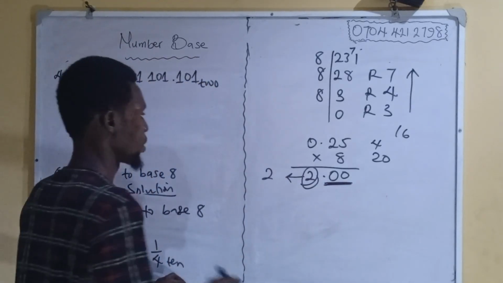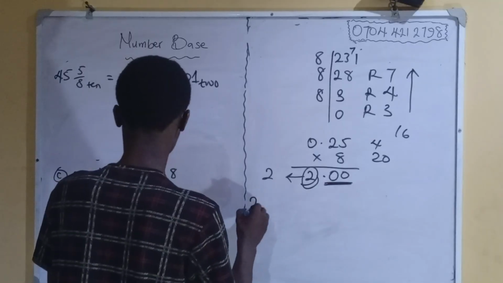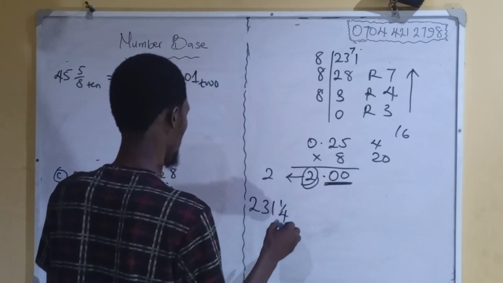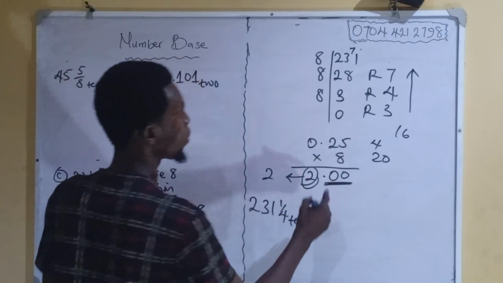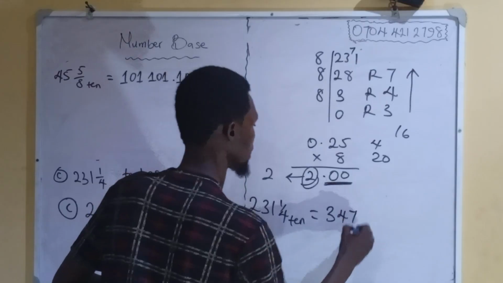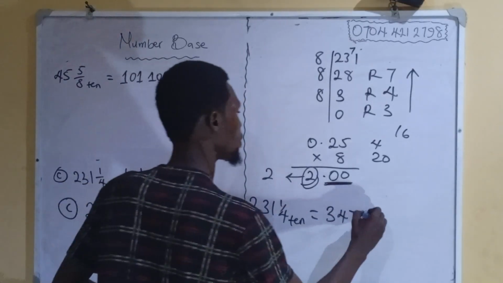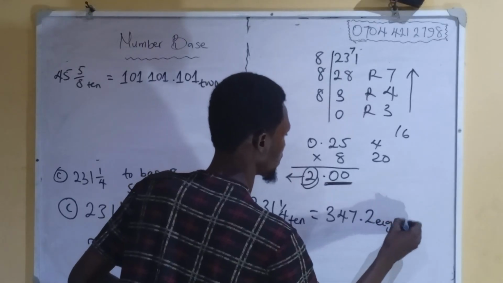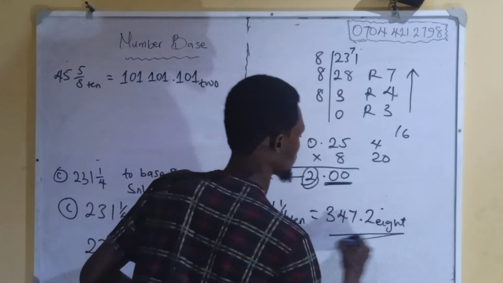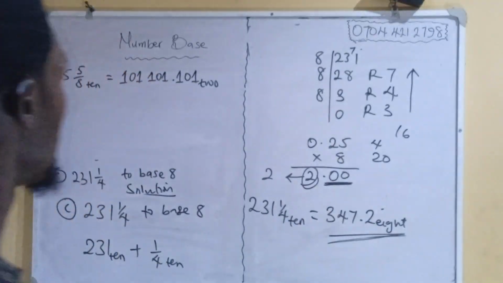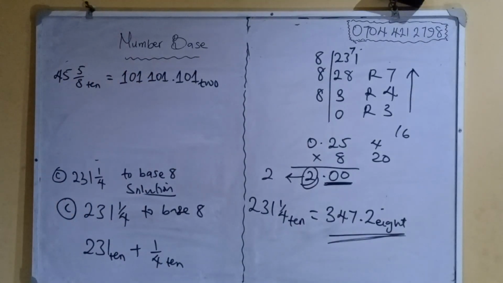So in summary, you're going to have that 231 and 1/4 in base 10 equals this one. You start here, 347.2 in base 8.